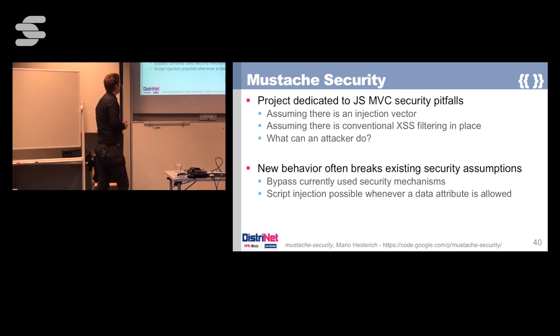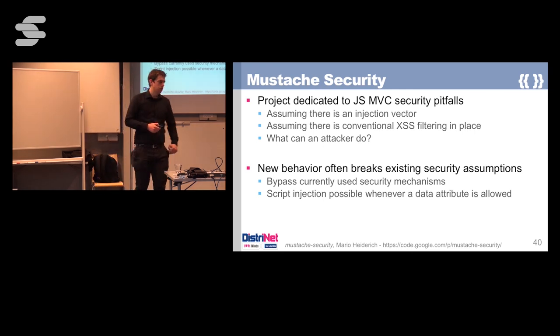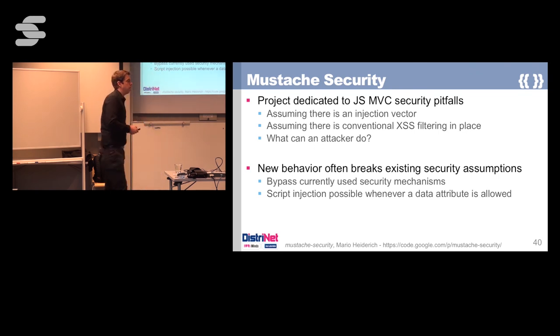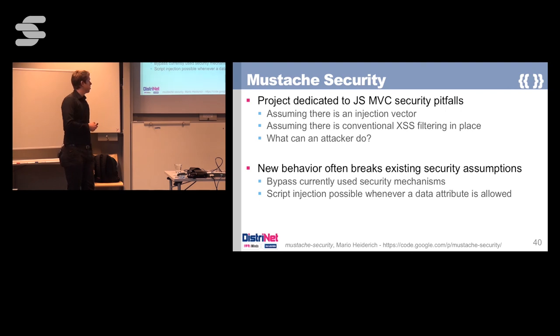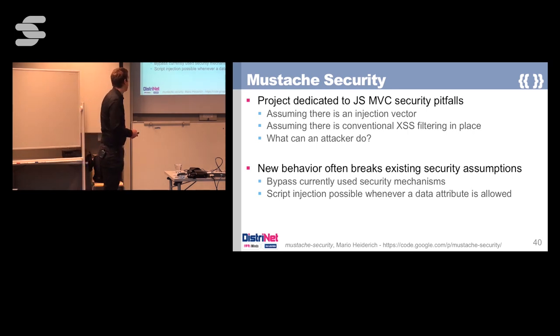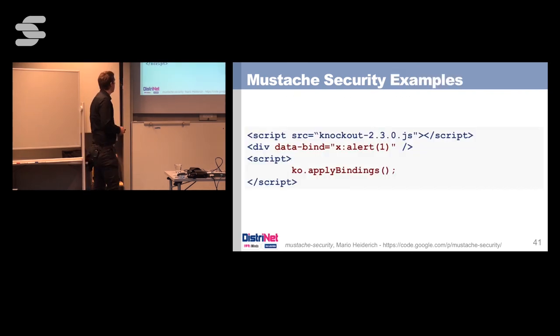So what did he do? He assumed that there is an injection vector. Somehow you can inject data into a template, for instance. And he also assumed that there was conventional cross-site scripting filtering in place. For instance, we throw out script tags. We know that these are bad. We throw out onerror handlers. We also know that these are bad. So what can go wrong? Do we break any of the existing security assumptions? Is it maybe possible that because we extend the DOM, we create additional cross-site scripting vectors?